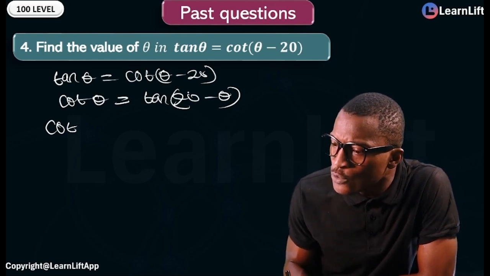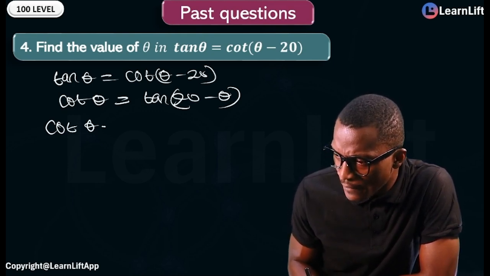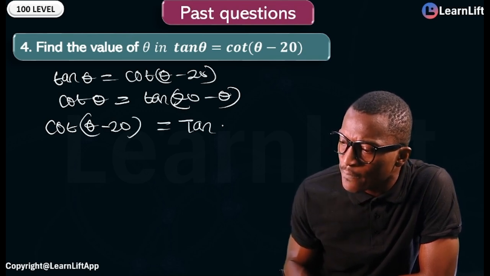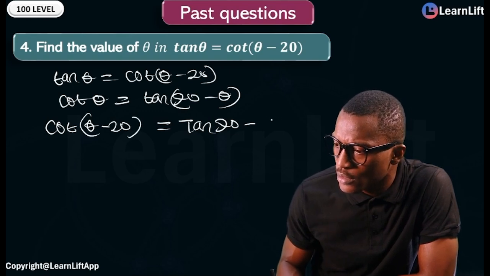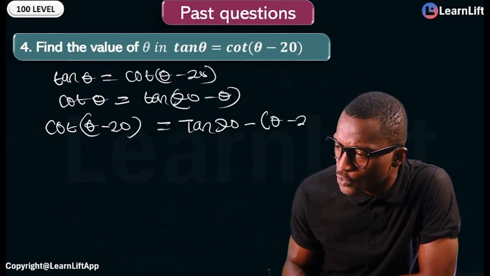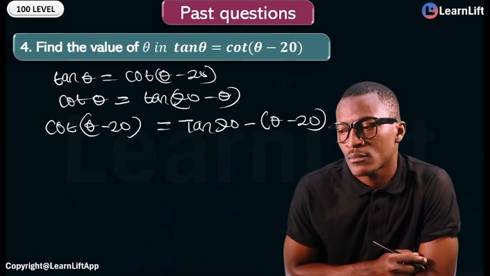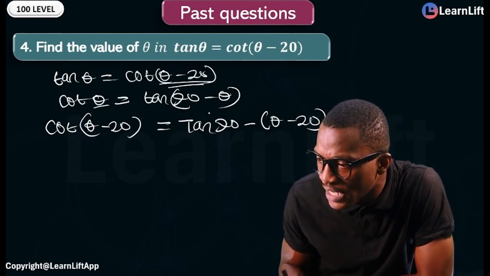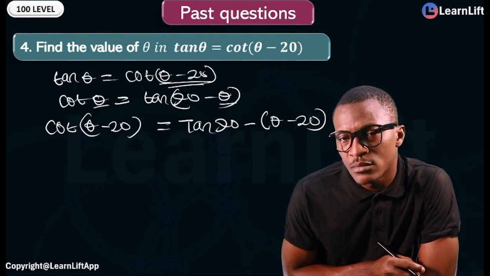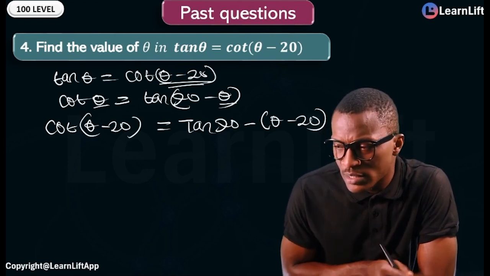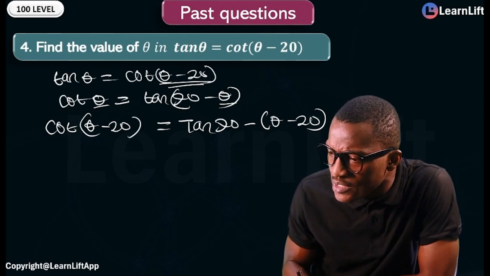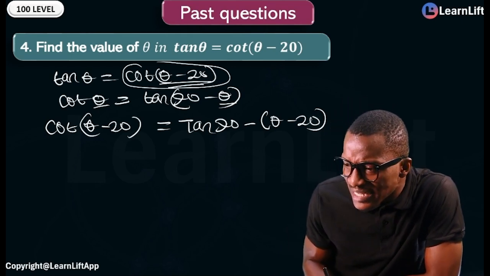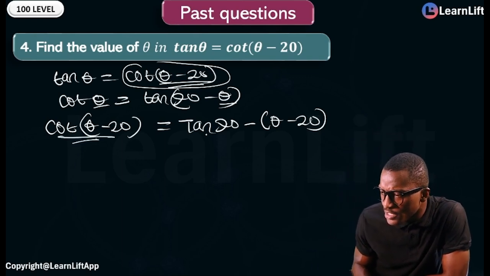anywhere I see theta, I'll put this in. Cot theta minus 20, just the way I showed you just now, will be equal to tan 90 minus bracket theta minus 20. I try to put all what is here, theta minus 20, into this and this. Pause it so that they will look alike. Now this is cot theta minus 20, which is equal to this. That same cot theta minus 20 is equal to this.